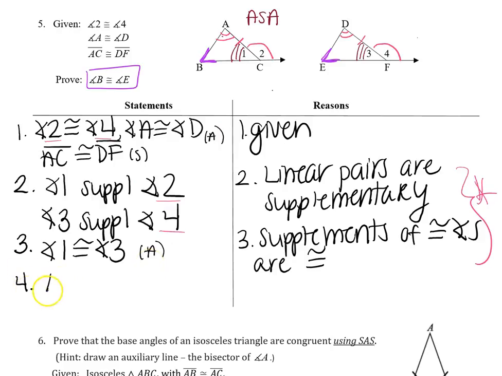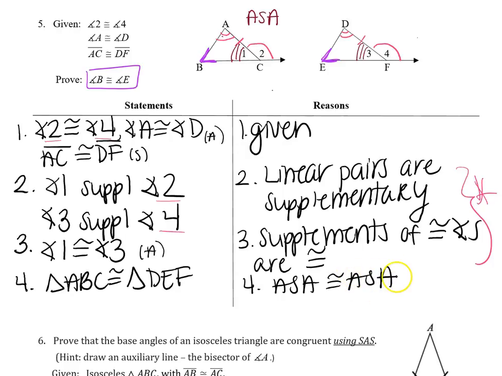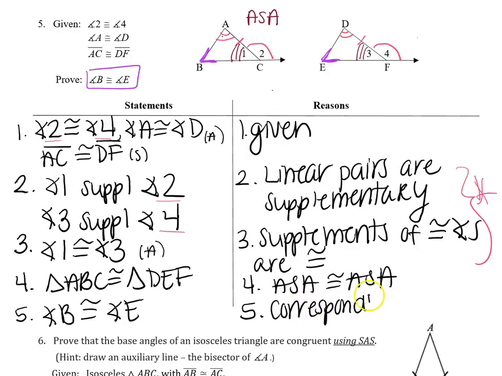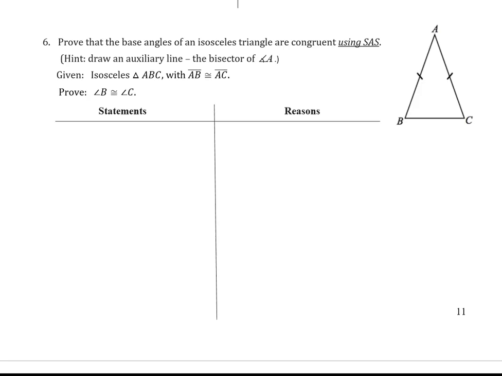So, I'm going to say triangle ABC is congruent to triangle DEF. And that's by angle, side, angle. Okay, and now I can say angle B is congruent to angle E, and that's because corresponding parts of congruent triangles are congruent. And you're done.